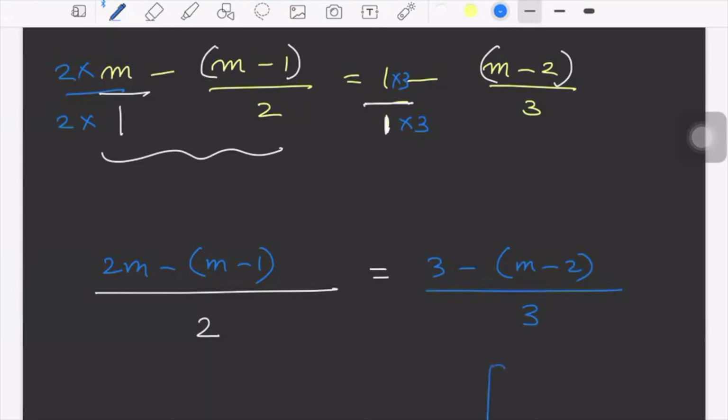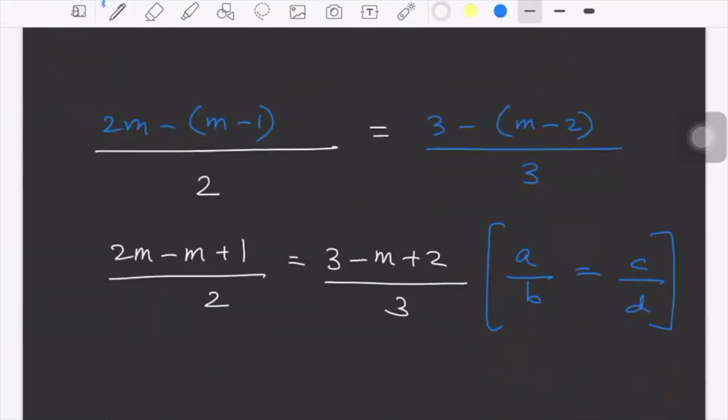And the idea is to convert the LHS into a fraction, RHS into a fraction. Convert it into this form. Now you can cross multiply and do the math. Got it? First of all, simplify. This is 2m minus m plus 1 by 2. And this is going to be 3 minus m plus 2 by 3.